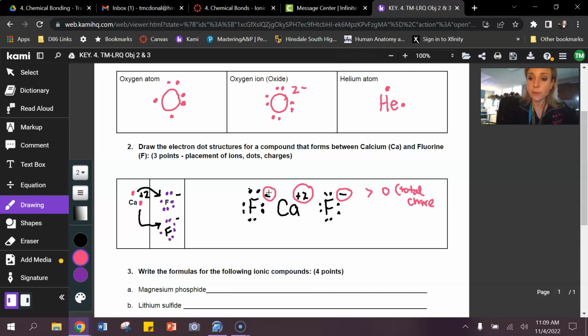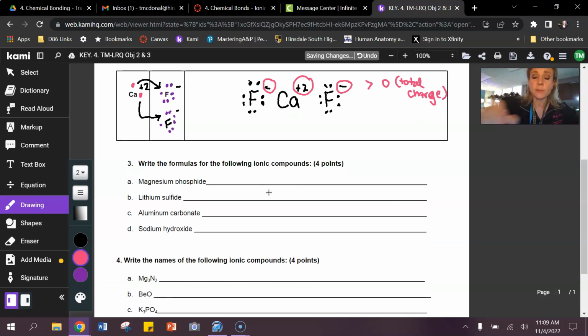And that's exactly what we want. Okay, moving on to number 3. We're going to be writing the formulas for the following ionic compounds. So if you take a look at your chem helper, find magnesium. Magnesium is in the second column. And if you look at the very top of the column, it tells you the charge that it creates when it loses electrons. It's going to create a charge of +2.